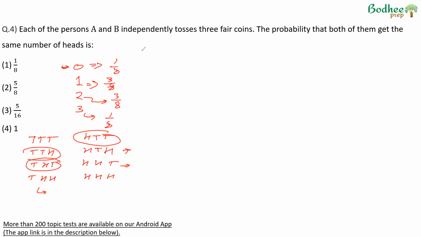So if A and B both get 0 heads, the probability will be 1 by 8 into 1 by 8. Both get 1 head, probability will be 3 by 8 into 3 by 8. Both get 2 heads, probability will be 3 by 8 into 3 by 8. Both get 3 heads, probability will be 1 by 8 into 1 by 8. So this becomes the required probability. This happens, or this happens, or this happens, or this happens.